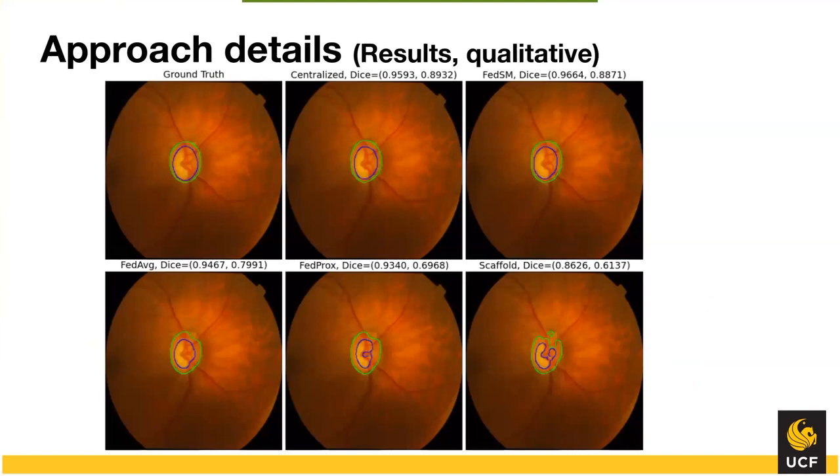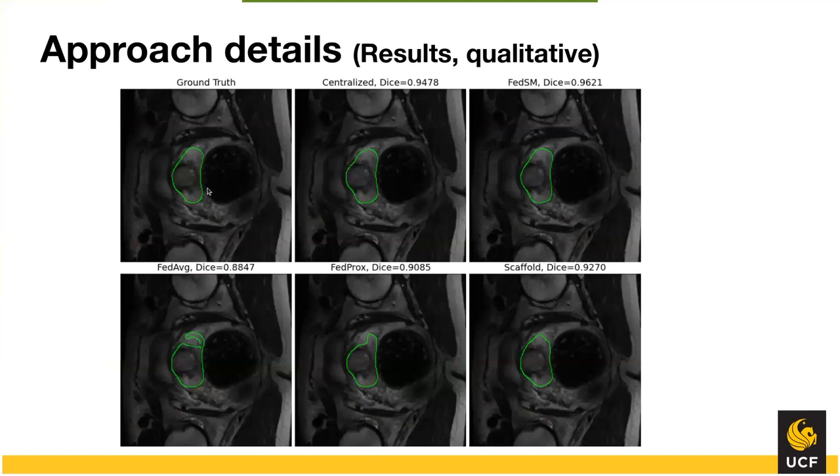This is just a qualitative visual comparison of the results on the retinal data set. The green line is the retinal disc segmentation, and the blue line is the CLEP segmentation. So you can see that the ground truth and the FedSM are very similar. It's hard to see visually what the differences are, and you can validate that by looking at the high performance. Some of these others are not as great. This shows the results on the prostate dataset task, and again, the ground truth and FedSM look very similar. So really good results here.